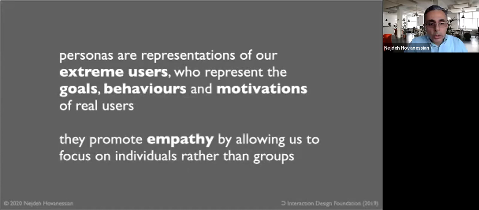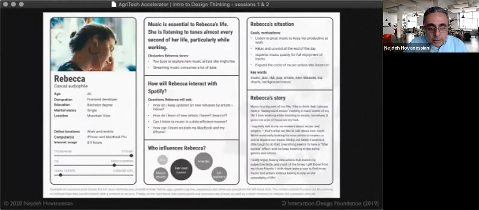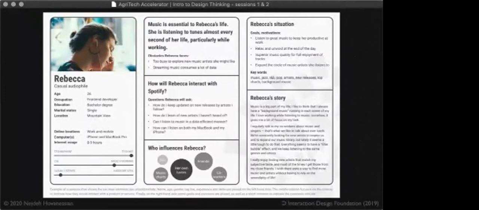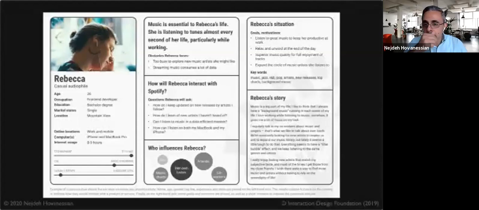So this is one of the examples of personas created for Spotify. As you see, in order to create a persona, you need to consider even having a picture of him or her. It makes the persona much more tangible and interesting, and something that you can more easily connect with her or with him. So here we have Rebecca.